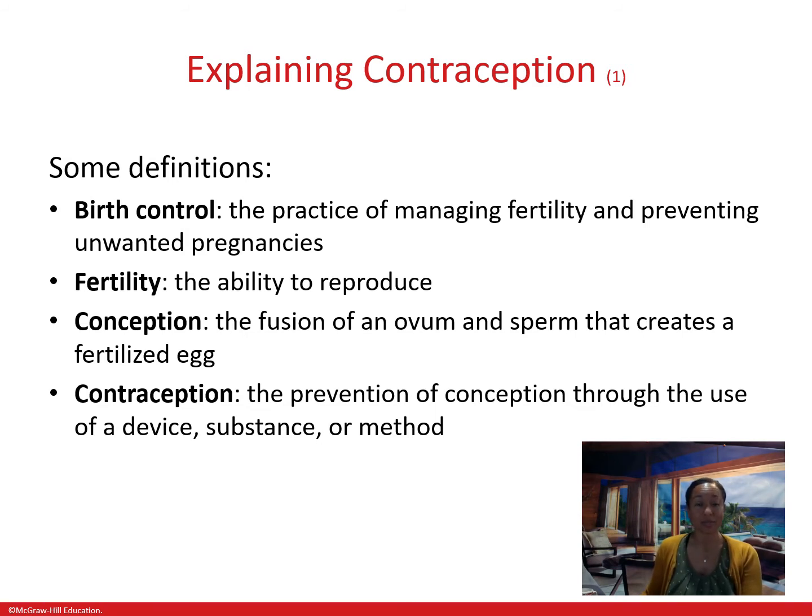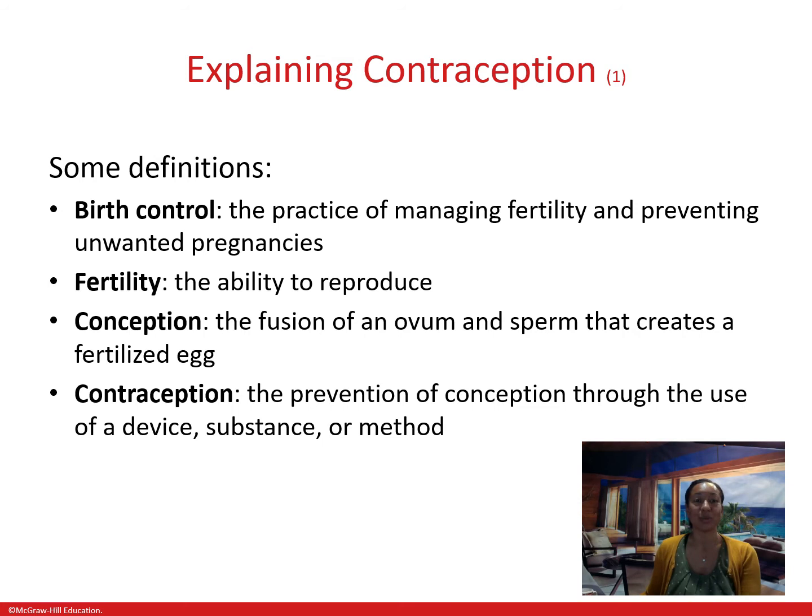We will talk about how that fertility can be impeded and impacted depending on the type of birth control that is utilized. Conception is the fusion of the ovum and the sperm, which creates the fertilized egg, and that's what is the child. When it gets embedded into the uterine wall, starts to grow, starts to develop, and then 9 months later, you have a child. And then contraception, this is the prevention of that conception.